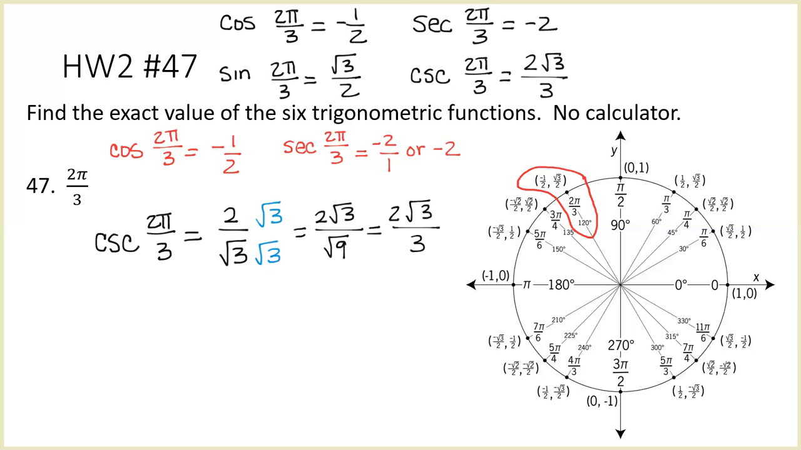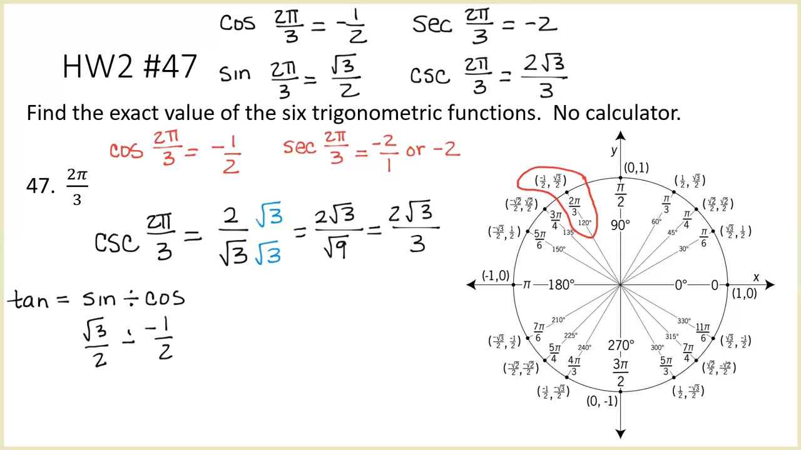And then the tangent, well, tangent is going to equal sine divided by cosine. So this is the one, though, they're called our quotient ratios because we have to actually divide. So we're going to take the sine, which is our y value. So that would be the square root of 3 over 2, and divide that by cosine, which is -1/2.